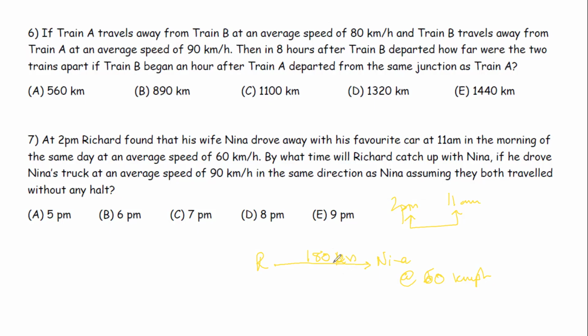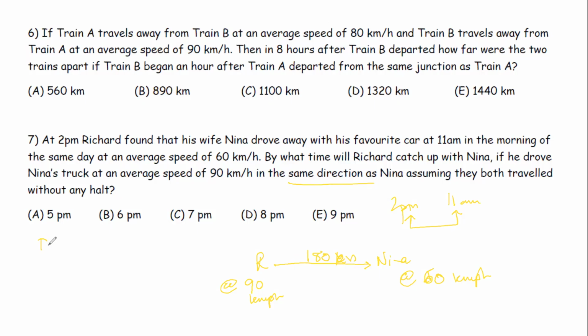So by what time will Richard catch up with Nina if he drove Nina's truck at an average speed of 90 kilometers per hour? And so this is a case of both traveling in the same direction. So it is also mentioned out here, in the same direction as Nina, assuming they both traveled without any halt. So very simple question. They're both traveling in the same direction.